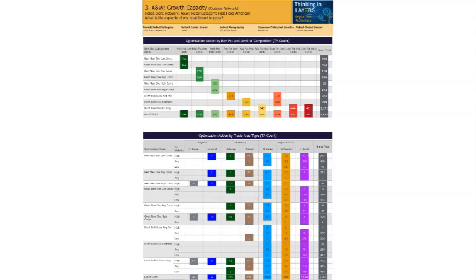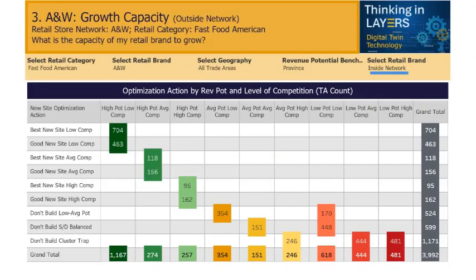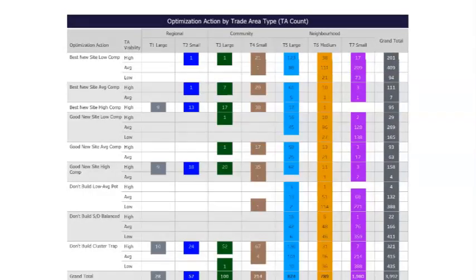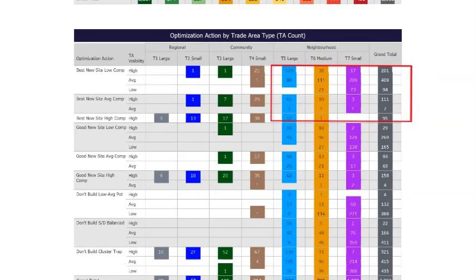Figure 3 is like Figure 2, except that instead of looking at trade areas inside the A&W network, it looks at the trade areas outside the network. It identifies the overall capacity of a retail brand to grow across the country. For example, the top table suggests that there are 1,167 potential opportunities for expansion in Canada where there is high revenue potential and low competition. The bottom table provides additional detail telling us they are primarily located in neighborhood trade areas, the same ones too often missed by traditional location methods.